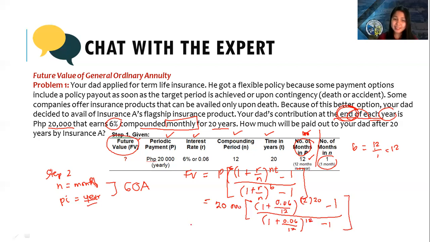Using your calculator, the future value will be 749,120 pesos and 12 centavos. This will be the amount to be paid by your dad after 20 years.